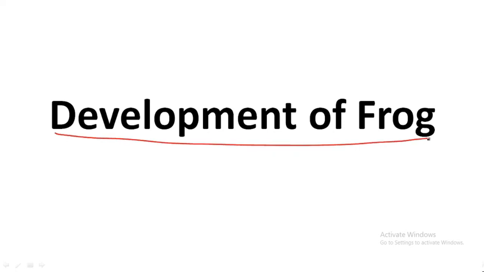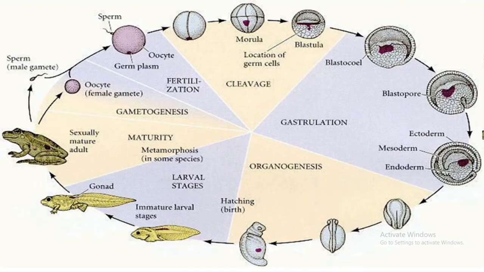Right, so we know that this frog belongs to class Amphibia, kingdom Animalia. In amphibians the fertilization is external. The male and female just release their sperm and ova outside their body. In the water the fusion of gametes takes place and forms a single cell. We call it zygote, right?